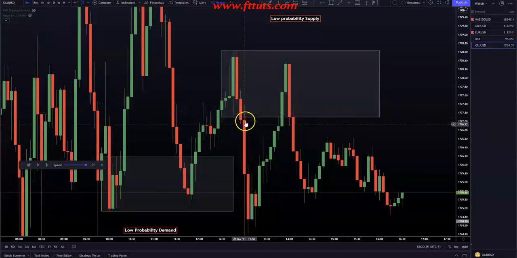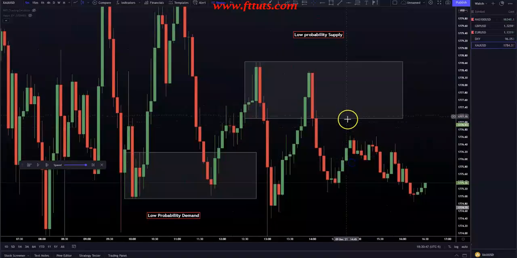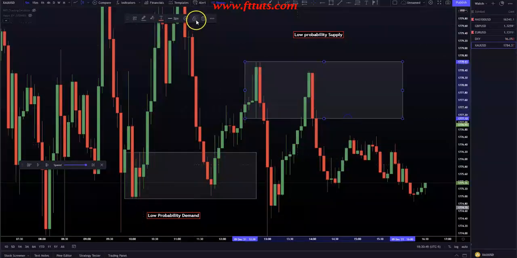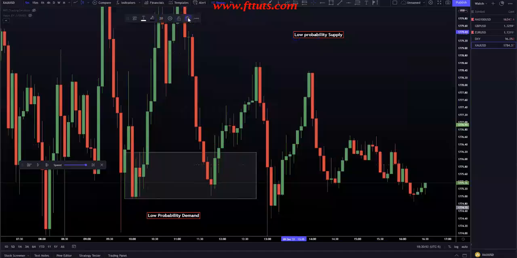So since it wicked back into that box, because you got to draw the box around the entire candle, the entire candle, the higher that candle wick and the lower that candle wick, and as they tap back into it, it became low probability. Okay, let's take this off. Let's break down this next low probability demand.